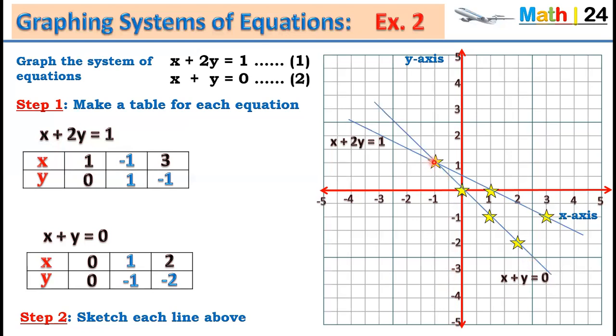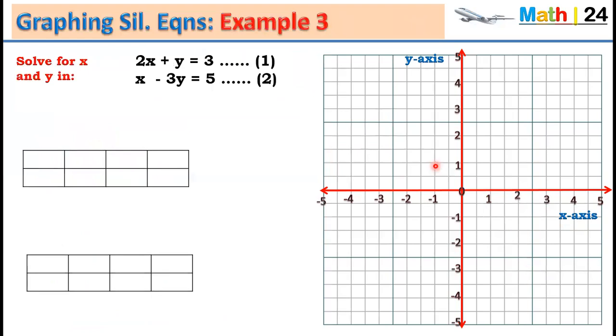So the point of intersection is this point where x is -1 and y is 1. As you can see, x is -1 and y is 1. So that's the solution for this equation. And with this last one, this is the last example on this.